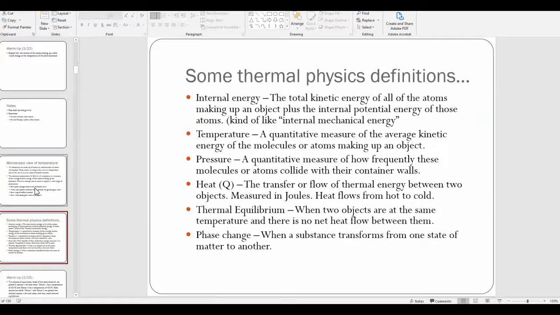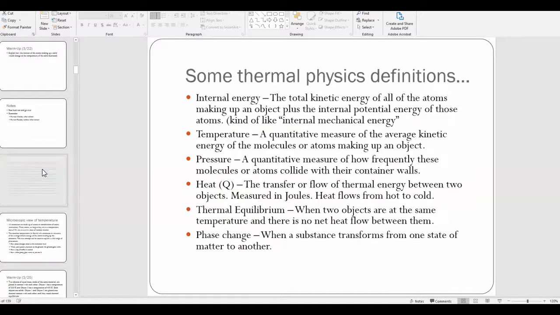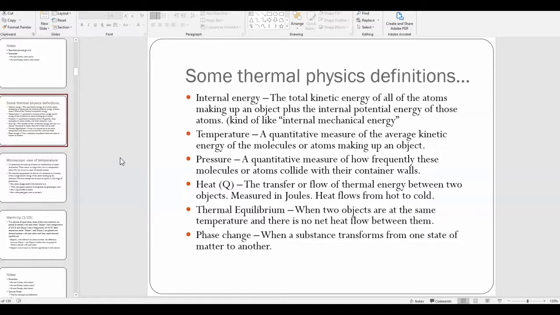I want to give you a chance to just write down some definitions. Some of these we've already talked about, and some of them we'll talk about in the next video. We've already talked about temperature and pressure. Internal energy, we haven't talked about heat, we haven't talked about thermal equilibrium and phase change. All of those are new terms. But in this unit, definitions are important, and so I want to make sure that you get the correct definitions written down in your notes.